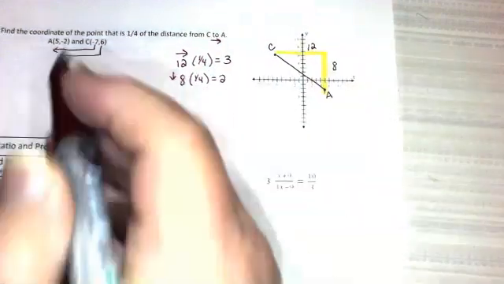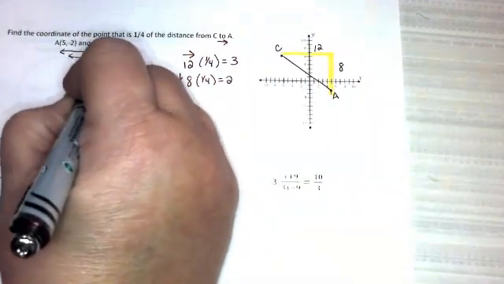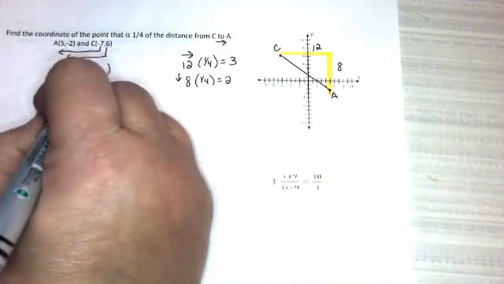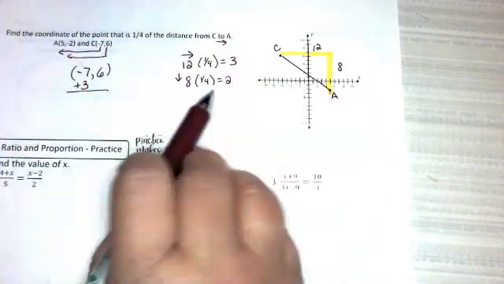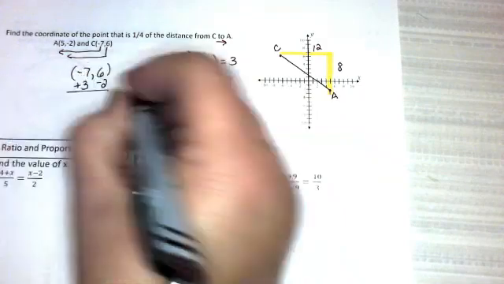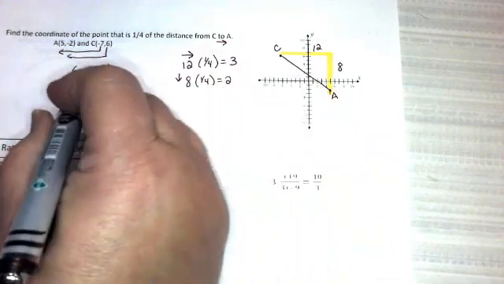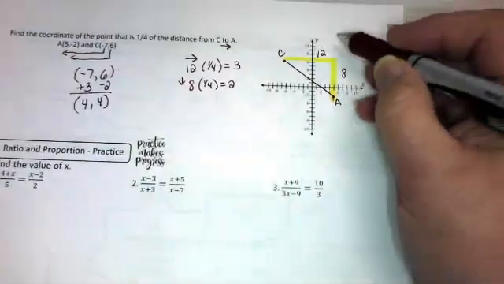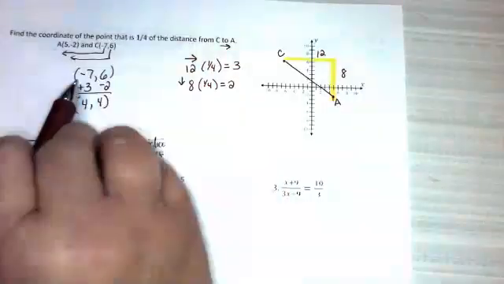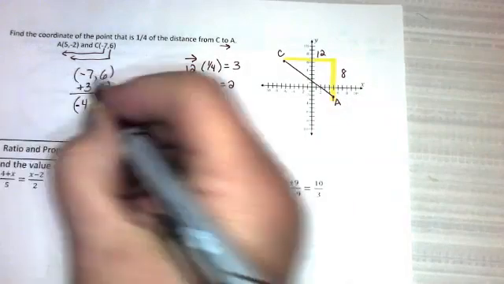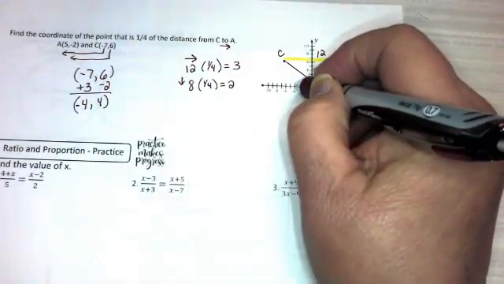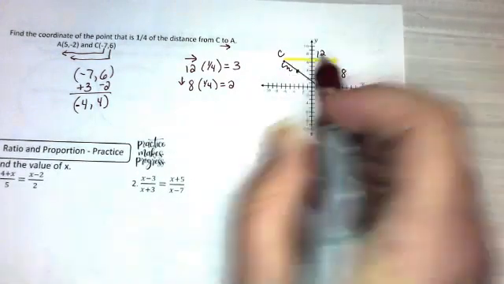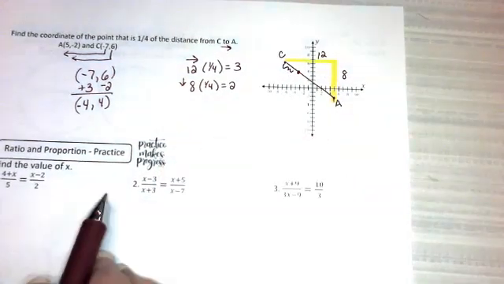So for my new point, I start at C, and I'm going to go to the right 3, which is a +3, and I'm going to go down 2, which is a -2. So that should put me at 4, 4. Haha, -7 plus 3 is -4. Now that'll work. -4, 4. This is 1/4 of the total distance from C to A.